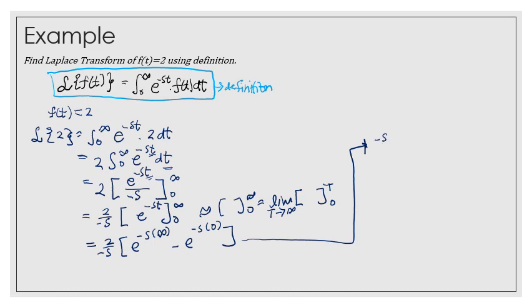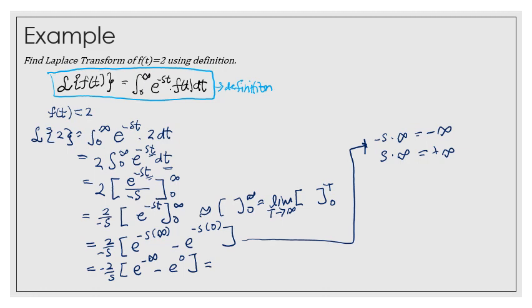So negative s multiplied by infinity, okay, a negative value multiplied with a big number, we get negative infinity. If we have a positive value multiplied by infinity, we will get positive infinity. So maybe we can simplify for this case. We will have negative 2 over s, e to the minus infinity, minus exponent negative s multiplied by 0, we get 0 here.